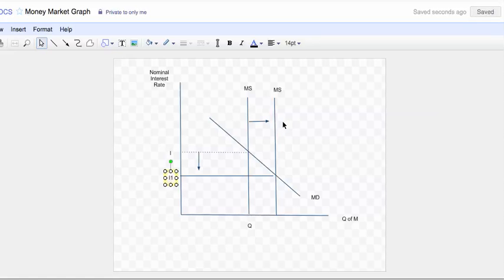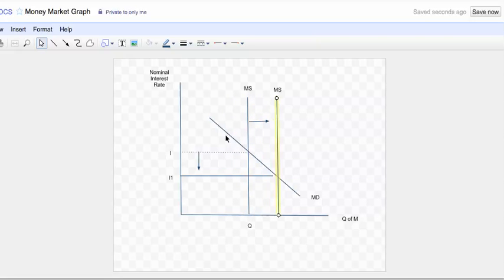Just the opposite happens if the reserve requirement were to be increased. All of a sudden the bank would have to keep more money on hand in the Federal Reserve, and they'd have less money to loan out, and money supply would just go this way. Interest rates would rise, investment would decline, and away we would go.